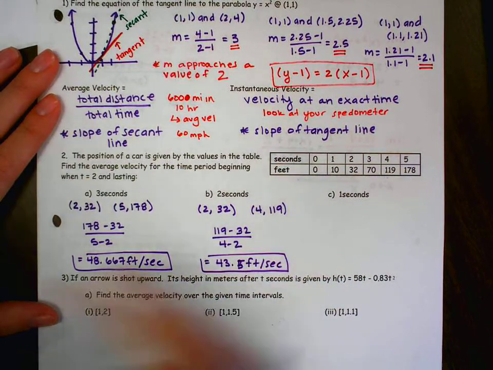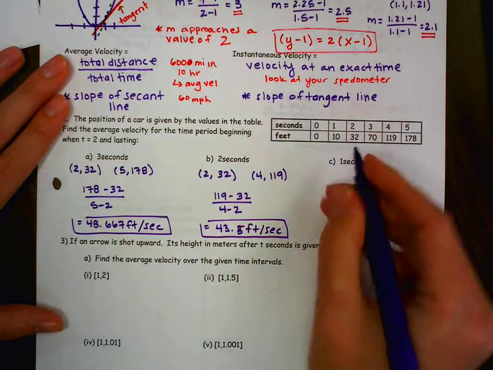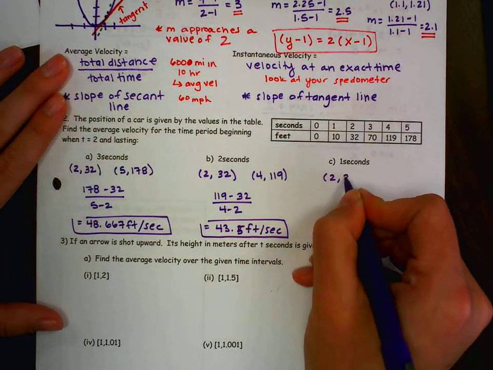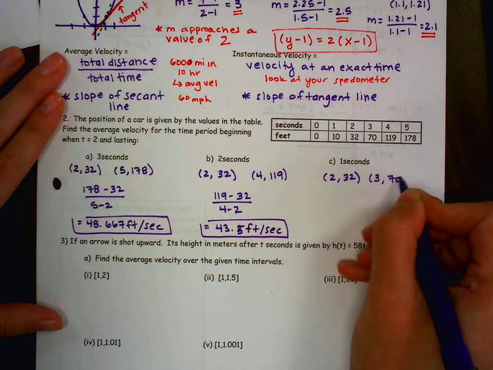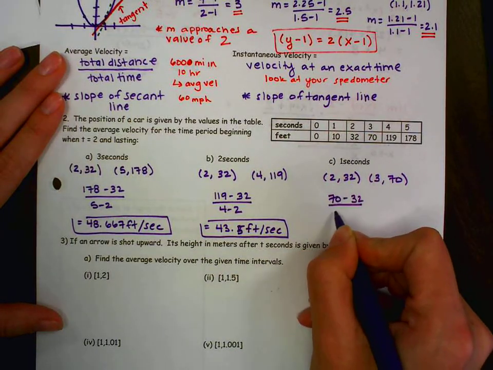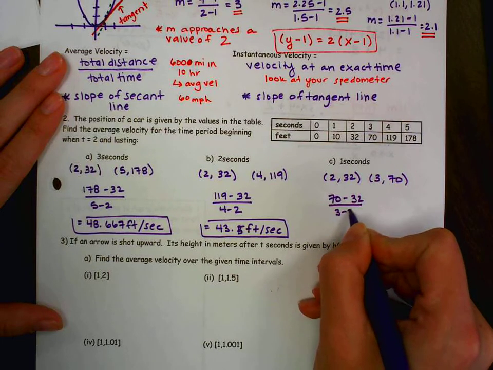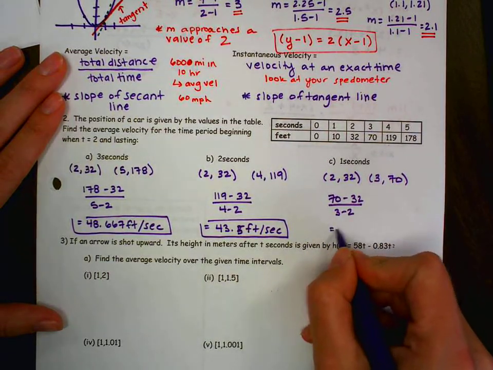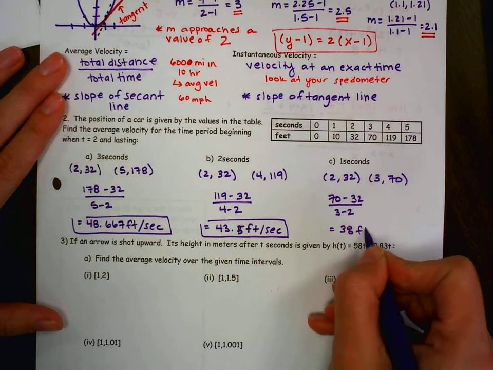Okay, let's do it again. 1 second away. We have 3 seconds. I'll be at a position of 70 feet. And the difference in my function values divided by the difference in my time is going to give me 38 feet per second.